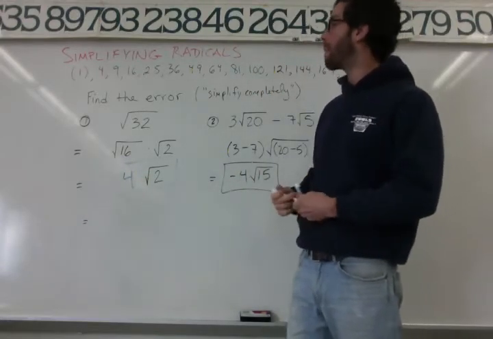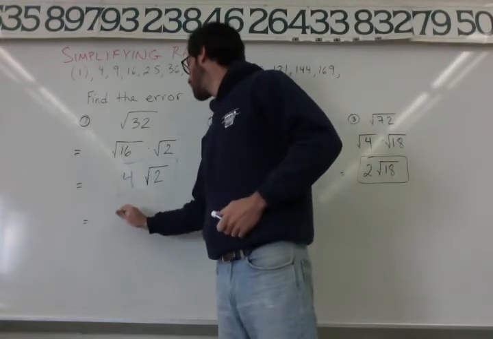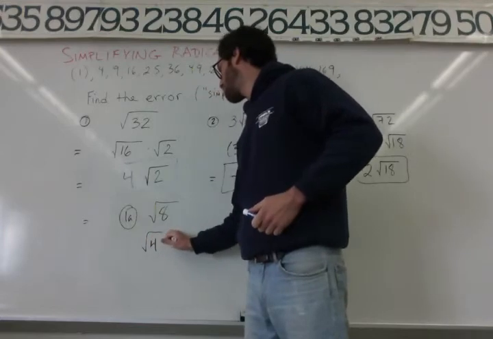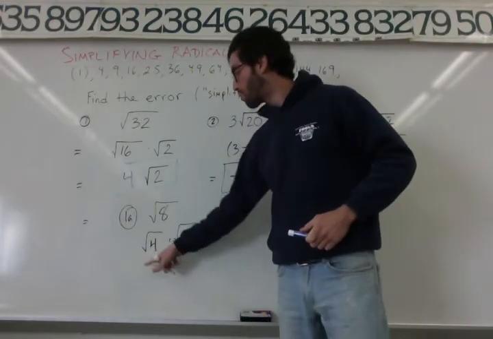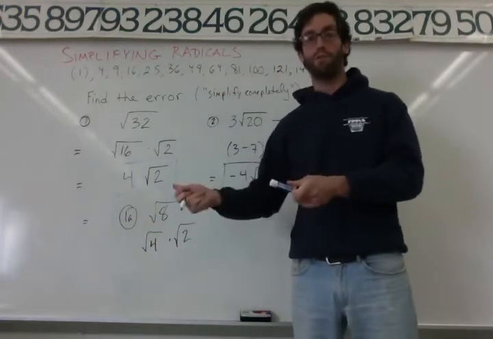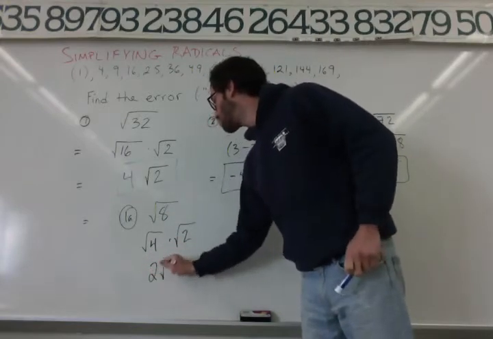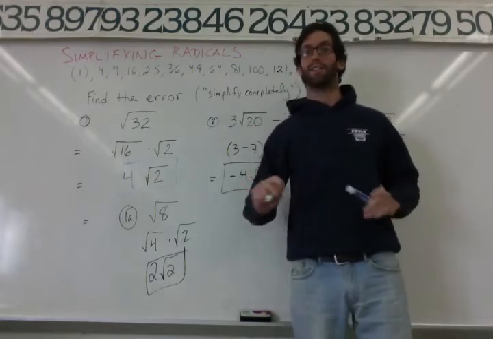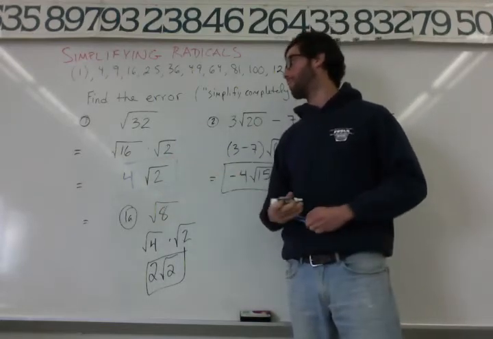Okay? If the problem were something like root 8, well, you break it down using the square root of 4 times the square root of 2. Now the square root of 4, that you're square rooting that, you do get 2 root 2. So the answer would be 2 root 2 if the problem were root 8, totally different than root 32.